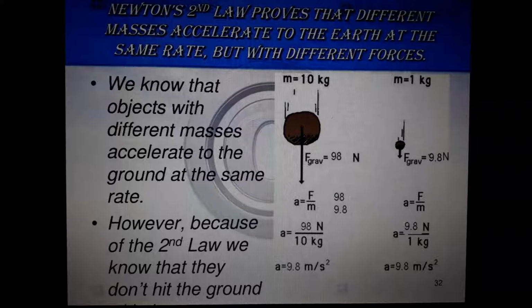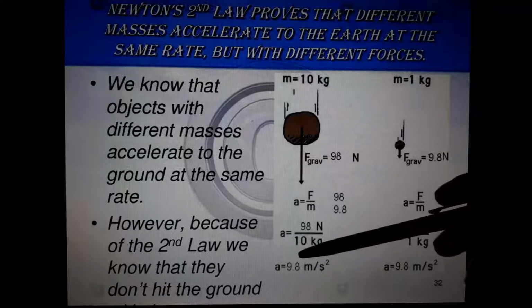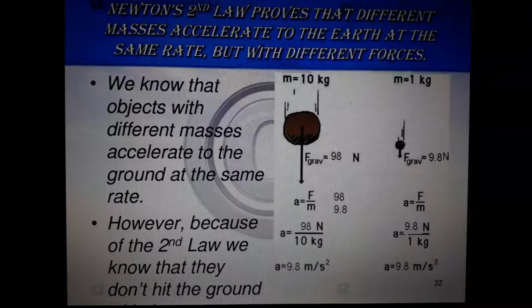Another thing, we know that objects with different masses accelerate to the ground at the same rate. For example, acceleration due to gravity is a constant, 9.8 meters per second squared, for all objects. If something is falling down, its acceleration due to gravity is 9.8 meters per second squared. But if the mass is bigger, if the mass increases, then force is increasing, but acceleration due to gravity is the same. Understand? Acceleration due to gravity, I think you didn't study it, isn't it? That means the speed at which an object falls down.